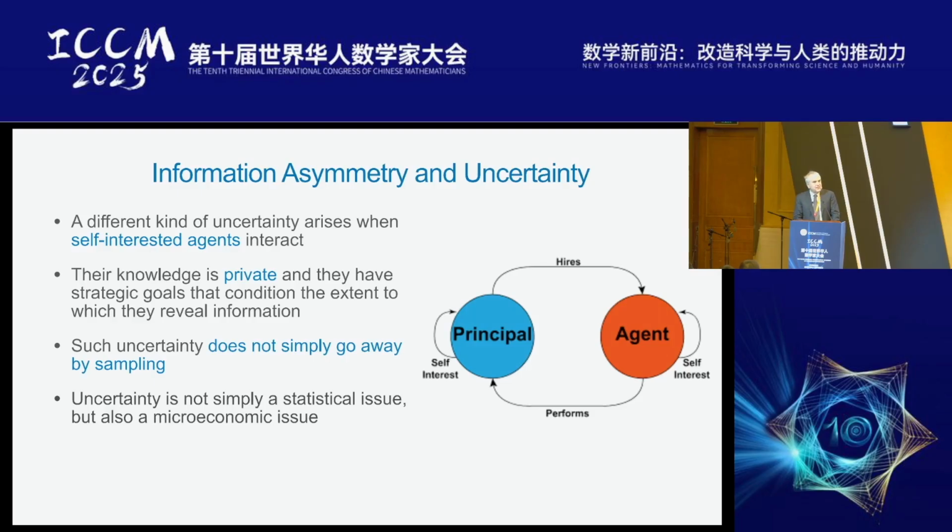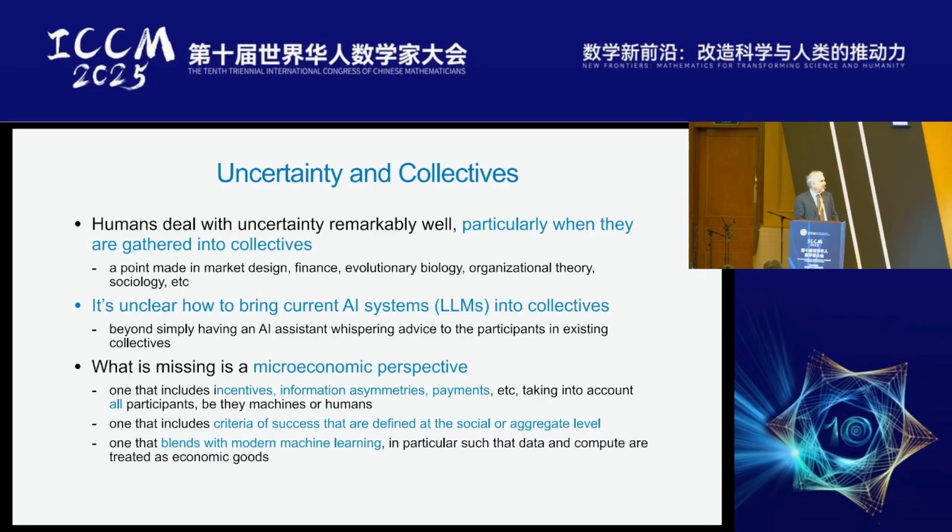Now, this is a kind of uncertainty which will never go away. If I ask you how good you are, you're not going to tell me exactly how good you are. I will never have the error go away. So it's different from statistical uncertainty, and it's equally important in the real world. When I interact with all of you, you know things I don't know, and you may or may not be telling me the truth, and I need to develop mechanisms to ensure some truth-telling. This is not happening on the current internet, and it's not happening with LLMs.